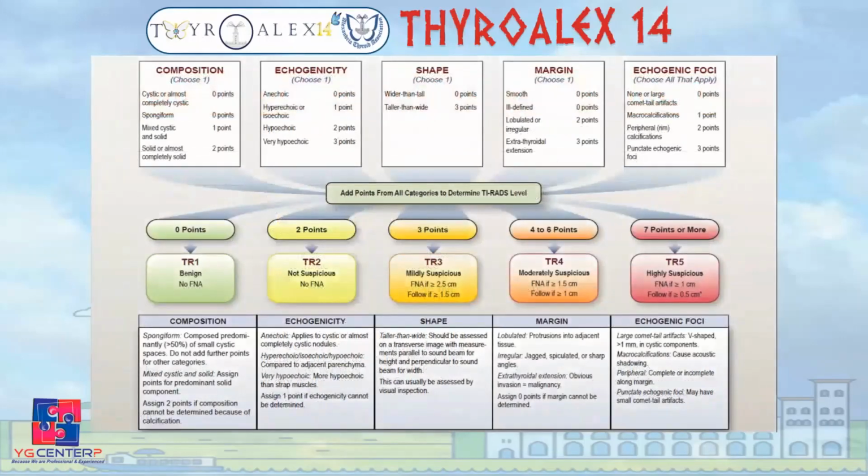Another categorization is the American College of Radiology TI-RADS, which gives a point for every characteristic. By collecting the points, we get a total number of points and a TI-RADS category: TI-RADS 1, 2, 3, 4, and 5, ranging from benign to malignant, with a recommendation on when to do FNA for each of them.